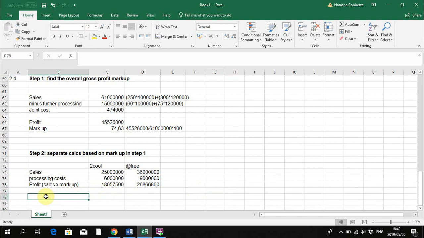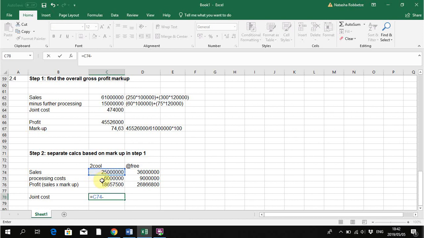So now we can calculate the joint cost. And the joint cost is simply then the sales minus the processing cost minus the profit. So I'm going to say it is this sales minus the processing cost. Please note how I minus the profit. Sometimes students have, in some instances, added the profit. Please don't. And then we're going to again repeat that calculation for the at-free product as well.